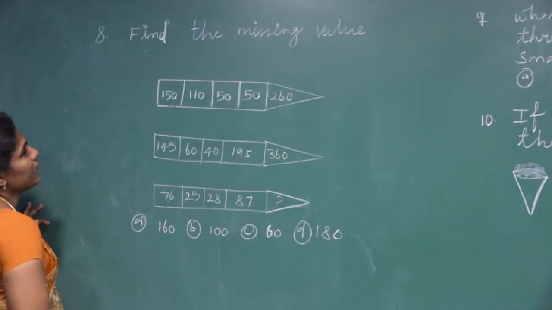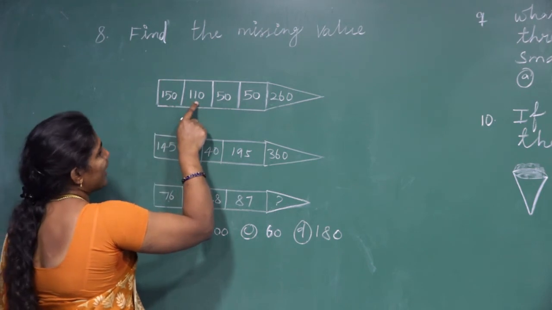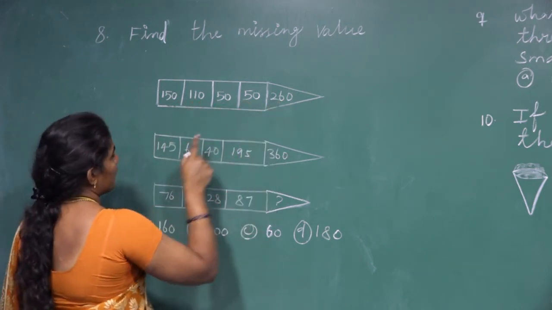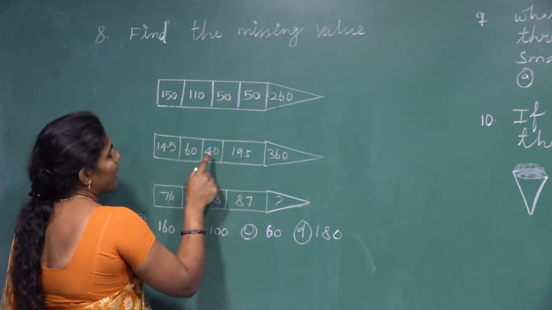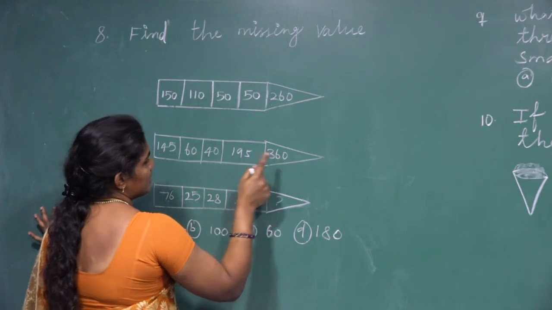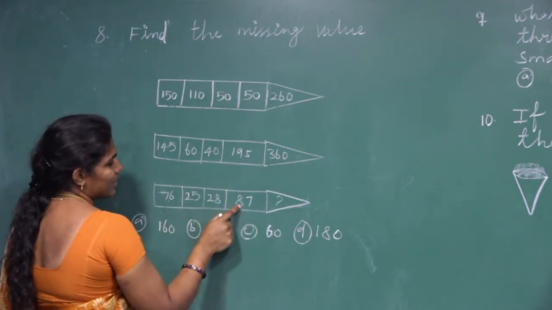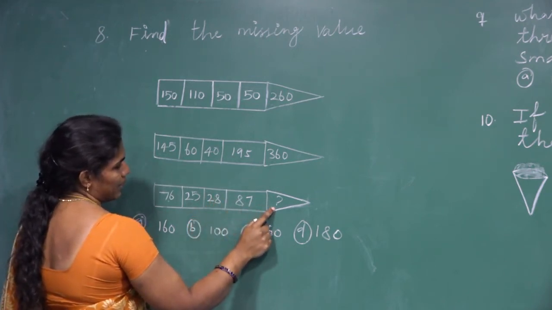Let us move to the 8th question. Find the missing value. 150 plus 110 plus 50 minus 50 equals 260. 145 plus 60 plus 195 minus 40 equals 360. 76 plus 25 plus 87 minus 28. Here what will come here?